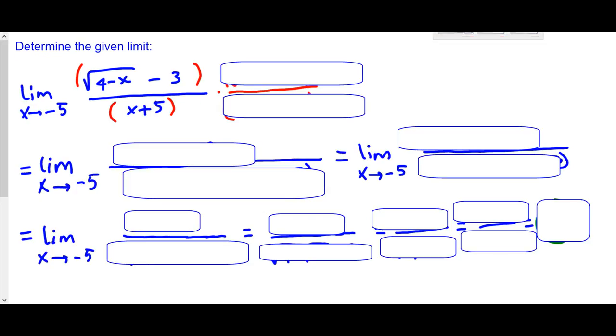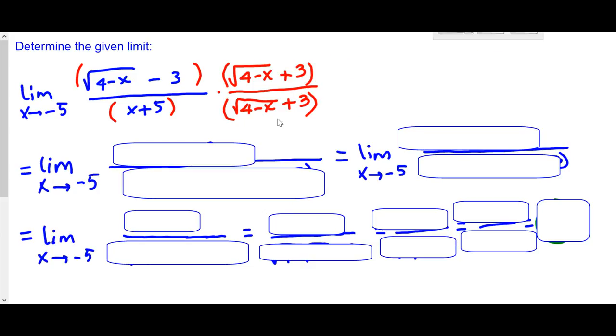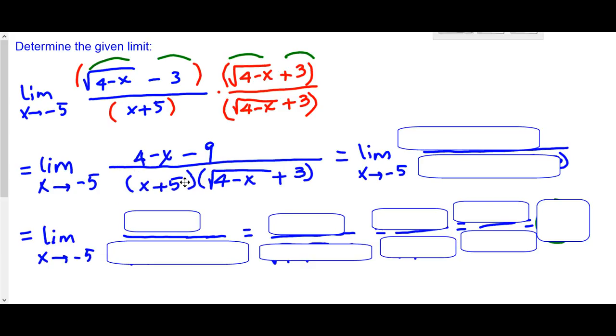And here we go. I will multiply the top and bottom by the conjugate. That's going to have a plus 3 in the middle. Then distribute the numerator. Again, you have a minus b times a plus b. Use the difference of squares formula, which is a squared minus b squared. Denominator, keep it the same. Just write them next to each other. Simplify the numerator. 4 minus 9 is negative 5.